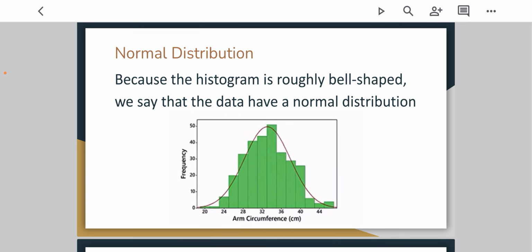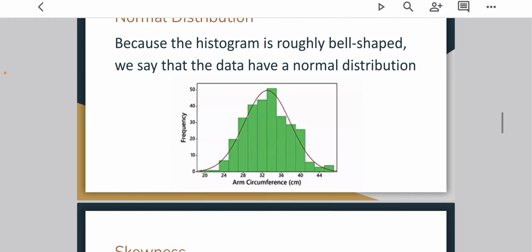We will talk a lot about normal distributions throughout the semester. Because the histogram is roughly bell-shaped, we say that the data has a normal distribution. And so you see, in this one, the histogram's not perfectly symmetrical, but overall, it fits pretty nicely to that bell curve.